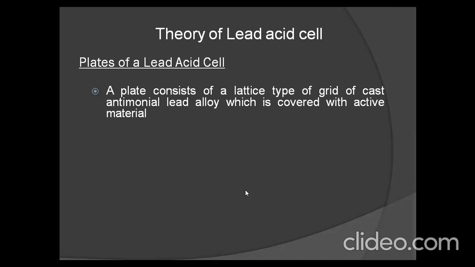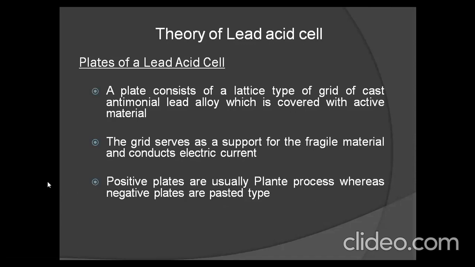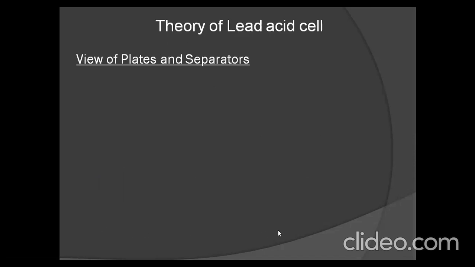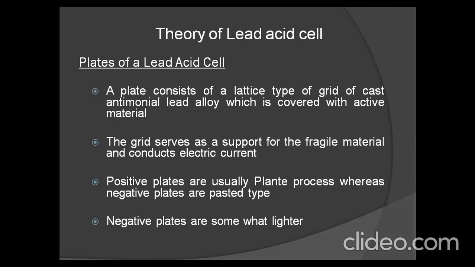A plate consists of a lattice type of grid of cast antimonial lead alloy, which is covered with active material. The grid serves as support for fragile material and conducts electric current. Positive plates are usually Planté process, whereas negative plates are pasted type. Negative plates are somewhat lighter compared to the positive plates.